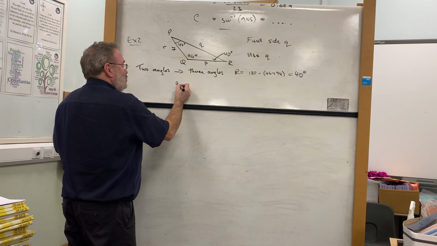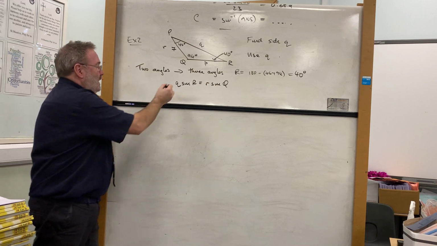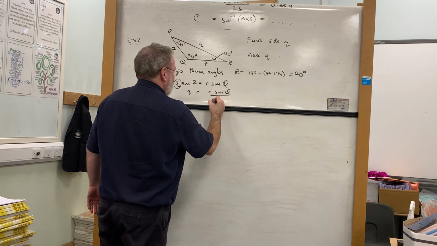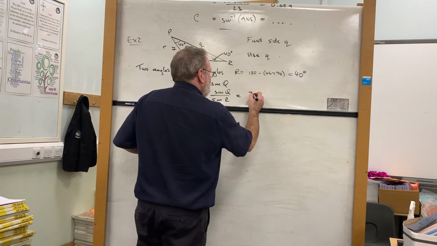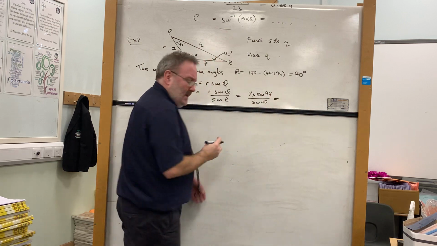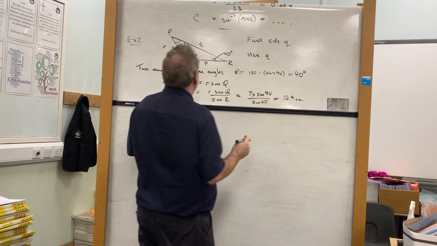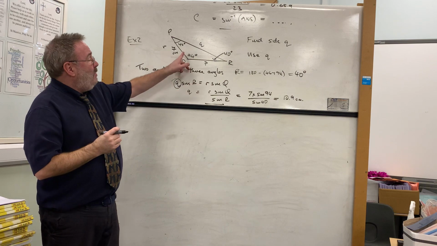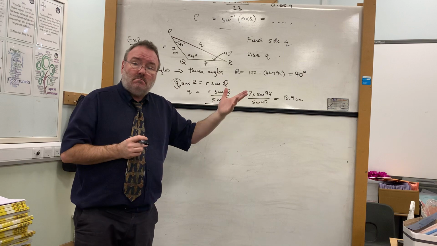We want to find side Q, so we do Q sine R equals R sine Q. Again, circle around the thing you want to find. Q equals R sine Q over sine R, and working that one through, we get 7 multiplied by sine 94 divided by sine 40, and that will give us an answer of 10.9 centimetres. Okay, simple enough sine rule, but with a little twist in it. Just be careful. If you know two angles, you know three, and that'll sort itself out.